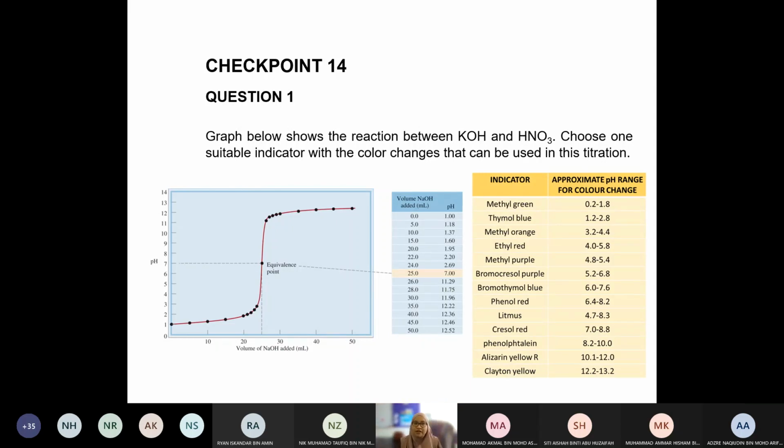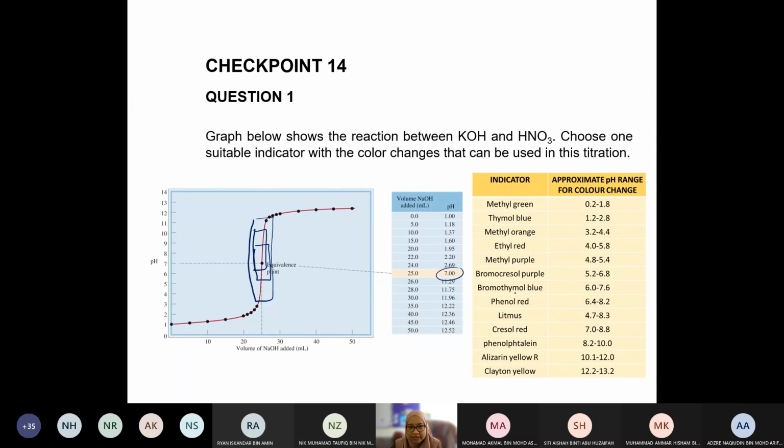Okay, graph below shows the reaction between KOH and HNO3. Choose one suitable indicator with the color changes that can be used in this titration. So this is the equivalent point as shown in the data. So we have 7. pH at equivalent point is equal to 7. So cari yang dalam range ini. Yang dia mesti cover that equivalent point and then they are at this region, at this steepest portion. Okay, yang manakah yang sesuai.